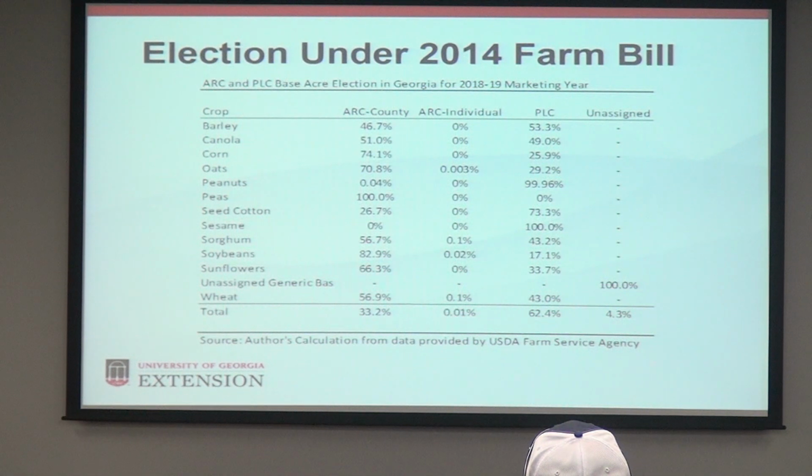That unassigned generic base is something that, under the 2018 Farm Bill, will not have any payments, so you could see 4.3% of the total base acres in Georgia will ultimately not have any payments there, but about 2/3 on the PLC and about 1/3 on the ARC County. And this is important because one of the default options, if no producer in Georgia does anything, is that this is what would remain under the new Farm Bill in terms of this allocation. So it's very important to think about what those options are between ARC and PLC and ultimately look at what the best decision is for your particular farm.